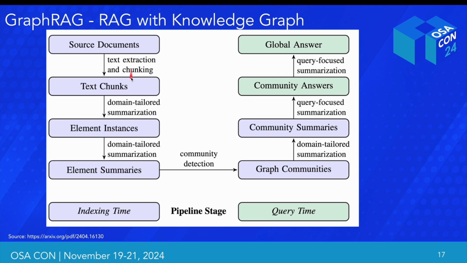One is creating these text chunks and element summaries of those chunks, which is the indexing phase. And then, of course, the query stage, where the graph communities are detected within the graph database, within the knowledge graph. And then LLMs use these community answers to re-rank and provide an answer which actually makes sense to the user who has asked this question.